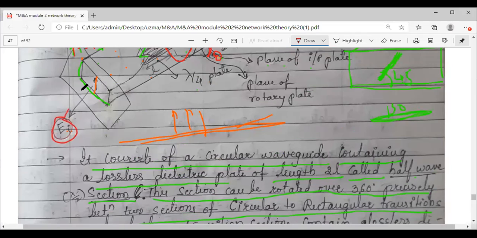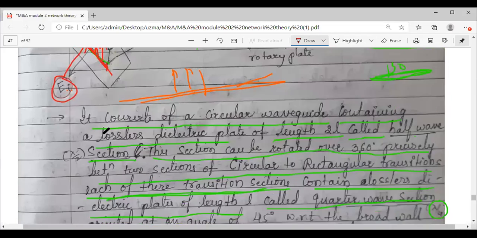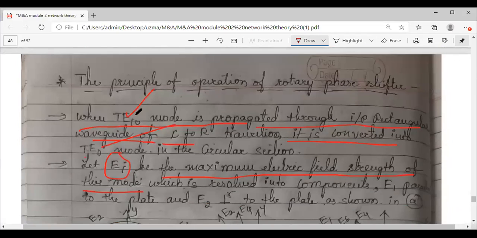This is the wave which is entering. You can see I have drawn this electric field vertical to this base. The base is the rectangular broader wall. So this is your vertical position. So let EI indicate the maximum electric field strength of this mode. Whenever an electric field or magnetic field enters some material, some medium, it gets resolved into different components. This you have already seen in your vector analysis, right?